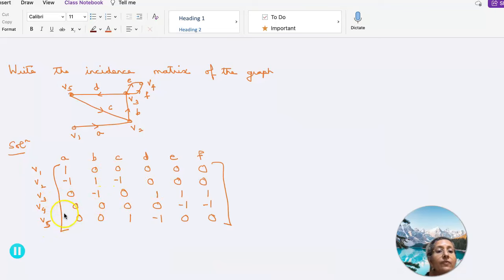And coming to V4, E is directed towards V4, so put a -1. F is directed towards V4, so again you put a -1. And under V5, C is directed away from V5, so you put a 1. D is directed towards V5, so put a -1. So this is the incidence matrix of this directed graph. So we have learnt about directed graphs and digraphs and how to write the incidence matrix for these, and practiced a few problems on these. Thank you.